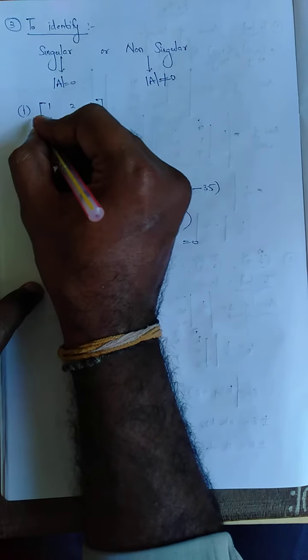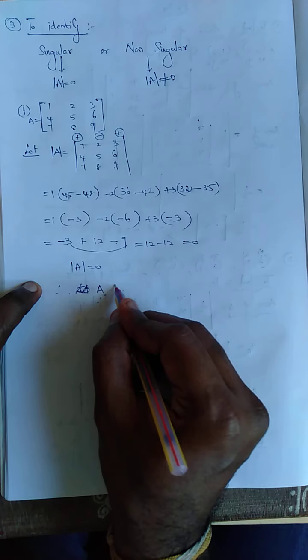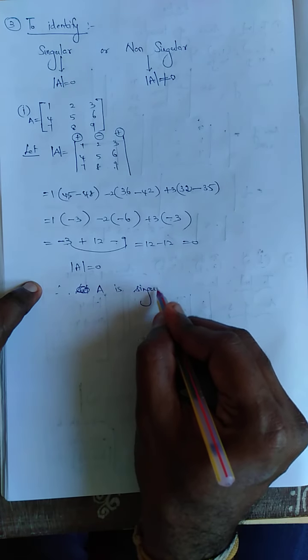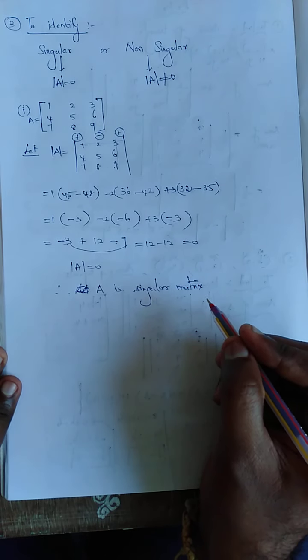Then we can say it is 0. Therefore A is a singular matrix. A is a singular matrix.